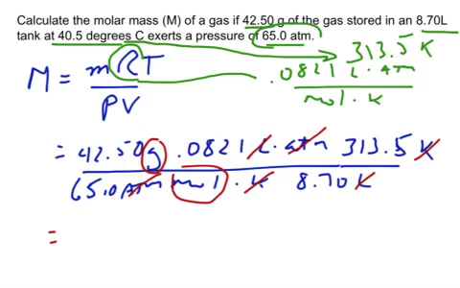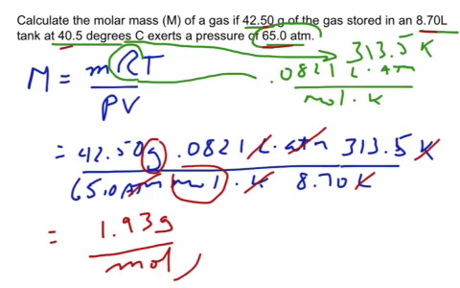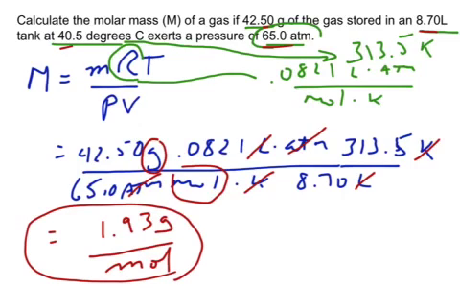So now we're just going to finish the job. We punch it in our calculator, careful with the parentheses on the bottom and all that kind of stuff, and we end up with 1.93, and that's going to be grams per mole. Now that certainly sounds like a molar mass. Let's go back and check. We've got 3 sig figs there, 3 sig figs there, 3 sig figs with the original temperature. So our answer is in 3 sig figs.